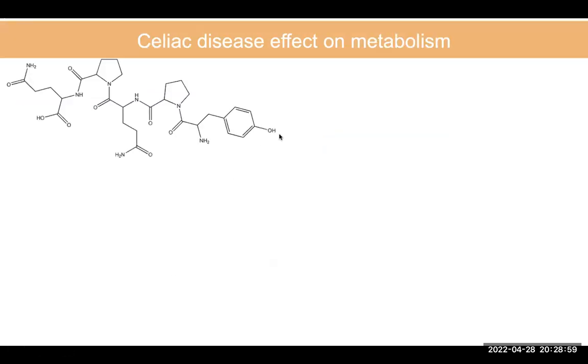So, celiac disease's effect on metabolism. Celiac disease individuals carry genes that make them susceptible to the effects of the disease, but there must be gluten present in a person's diet for the symptoms to occur. This picture here is the main antigen protein causing celiac disease, and it's called gliadin, which is rich in glutamine and proline and cannot be digested by human digestive enzymes and brush border peptidase.